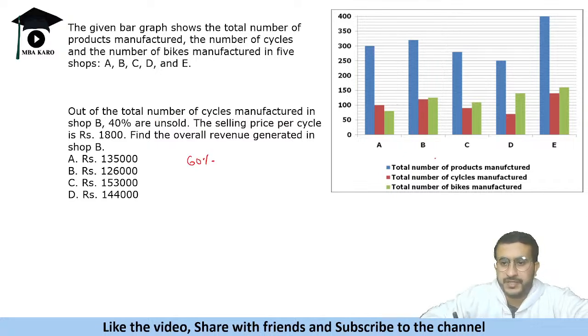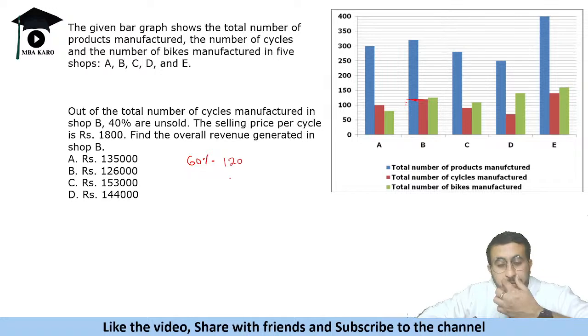And in shop B, if you look at the number of cycles, we have 120 cycles. But this is coming out wrong, like 72 is coming, 72 into 1800.